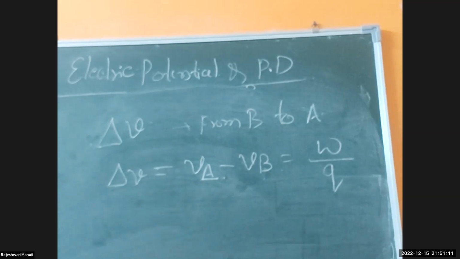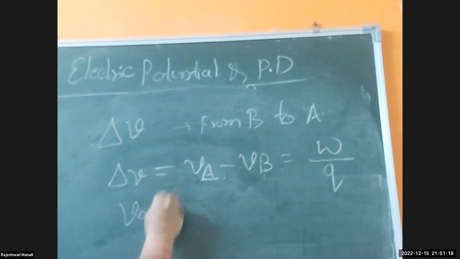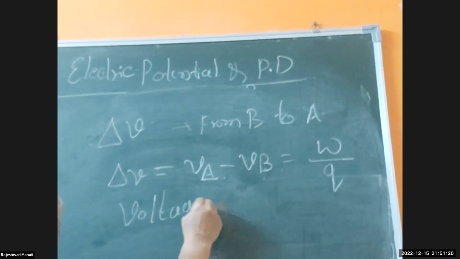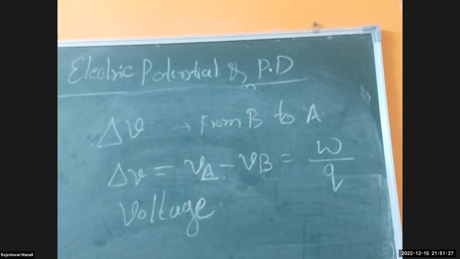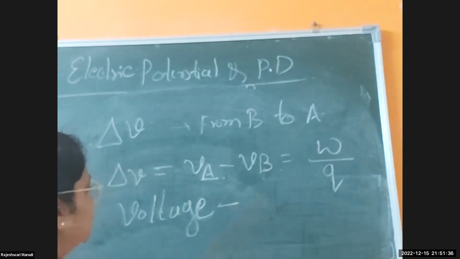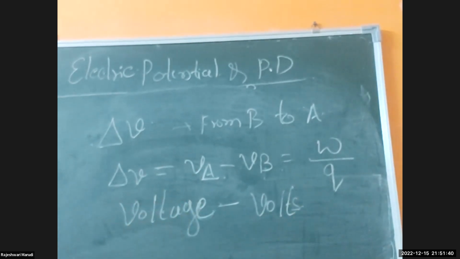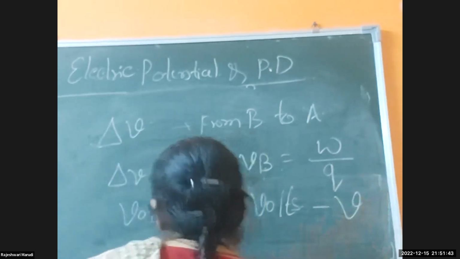This potential difference is also called voltage. Understood? Okay. Still, have you understood this much, children? Yes, ma'am. Okay. Now, what is the unit for the potential difference? It is the volt, and it is represented by the letter V.